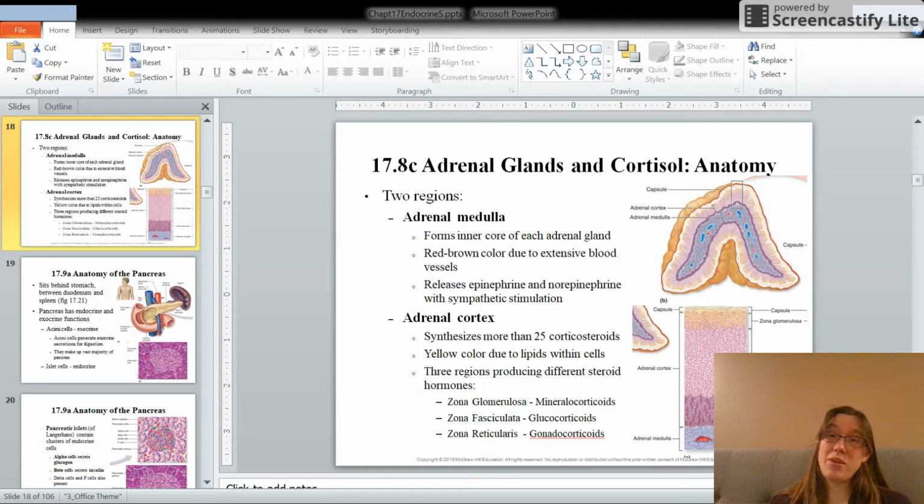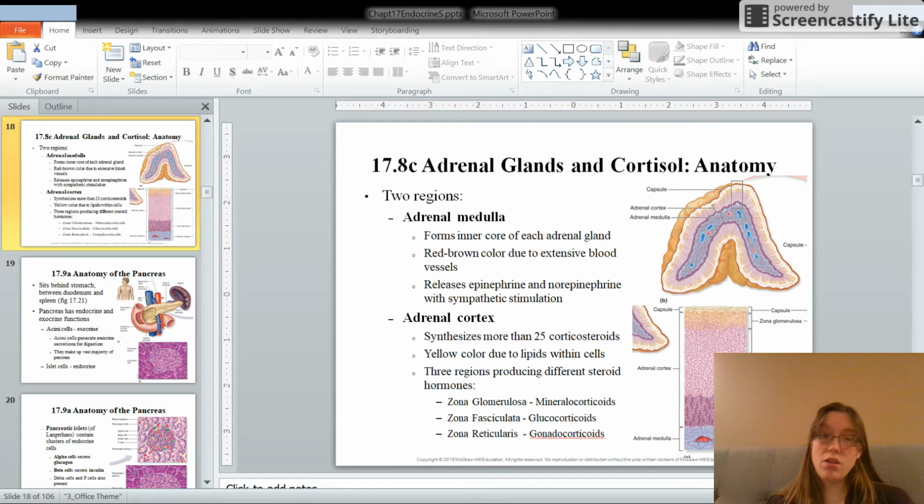All right, continuing where we left off, we're going to talk about the portion of the adrenal gland. So this adrenal cortex is really important. It synthesizes lots of different hormones, many of which are corticosteroids. It's a little bit yellow in color. It has lots of lipids within the cells, right? Because steroids are a type of lipid.